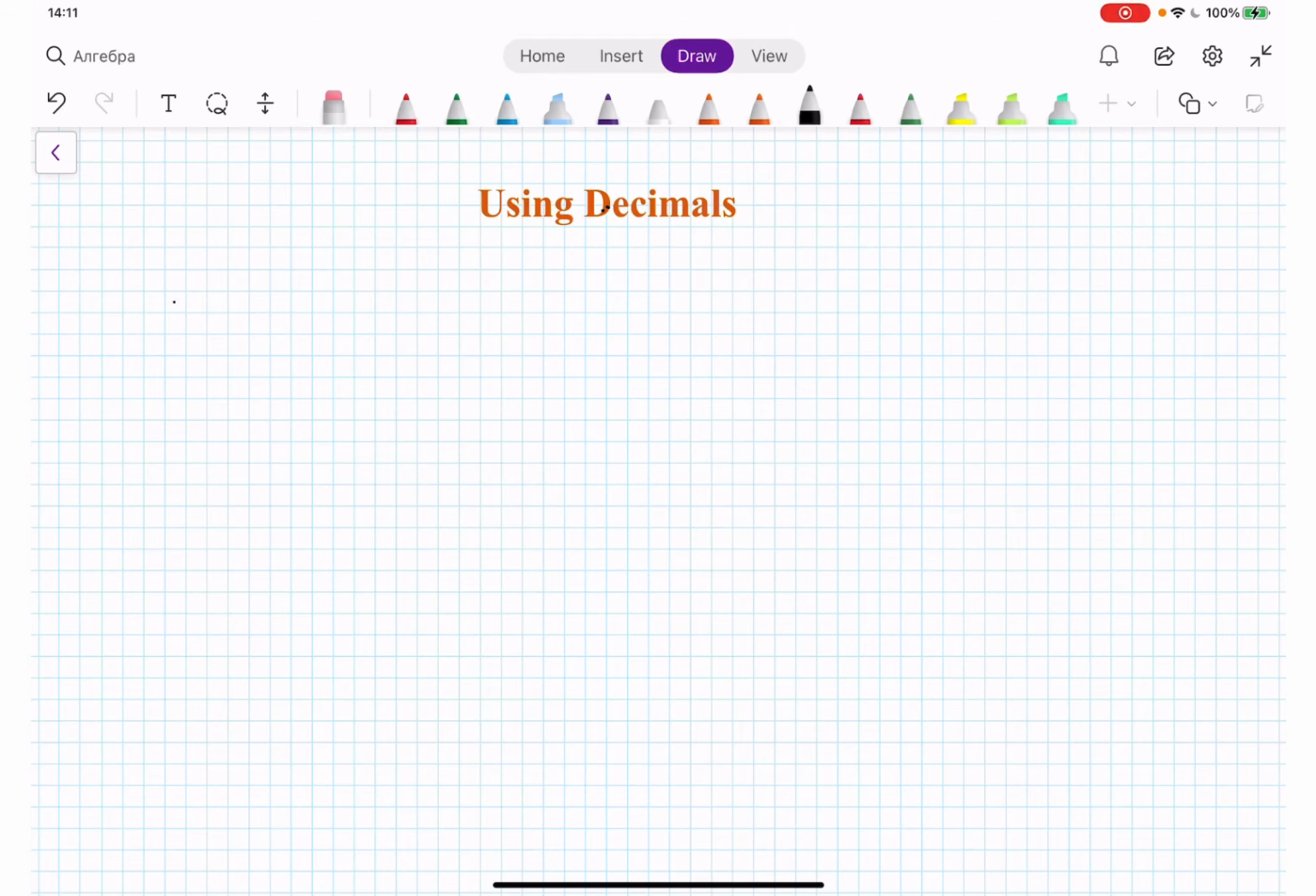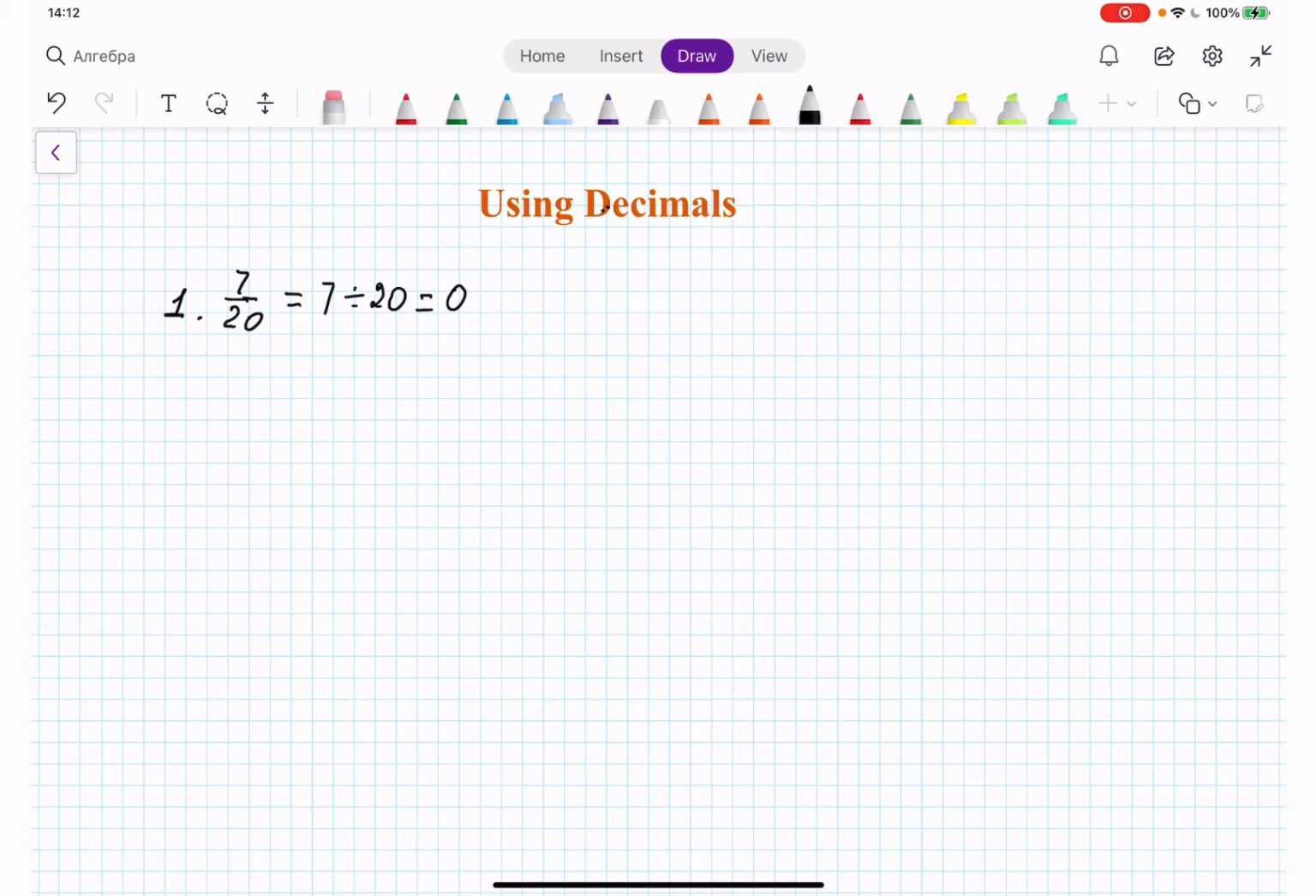Question number 1. Write the fraction as a decimal. 7/20. As you remember, I mentioned that a fraction line is a division. So 7 divided by 20. How much do we get? 7 divided by 20, we get 0, right?